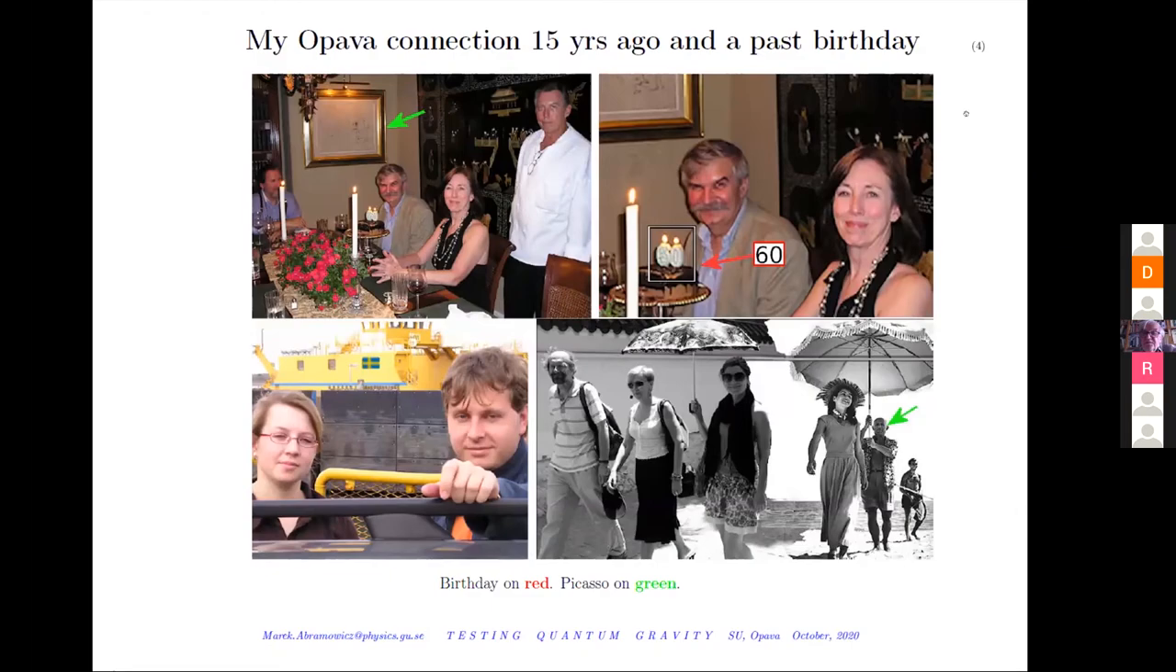from some historical remarks. These photographs were taken 15 years ago. That was my 60th birthday, and that is my birthday evening. That is me. I looked totally different than I look now. I will not tell you more about where it is and who these people are. That is an original Picasso. That's the only thing which I would like to mention.